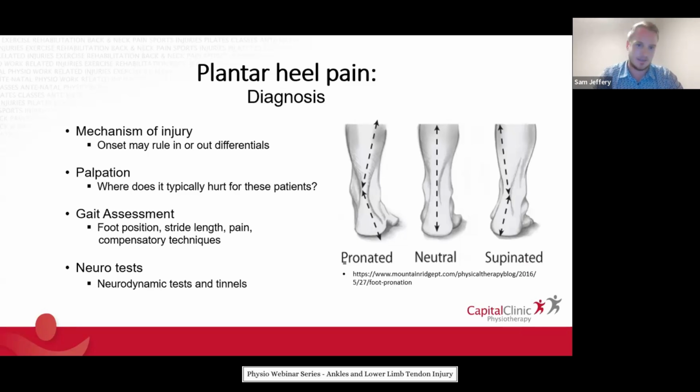Are they slapping their feet? Are they trying to pull their feet off the ground but not really propelling themselves forward? A lot of things we can go into there. And then we want to make sure that we're ruling out anything else that could potentially be causing that pain.